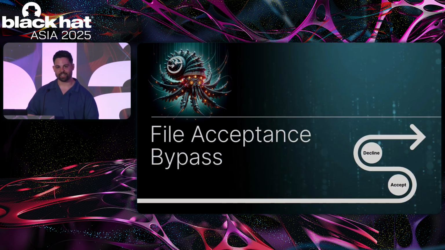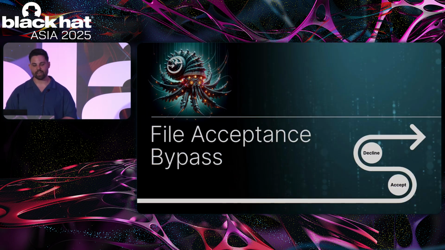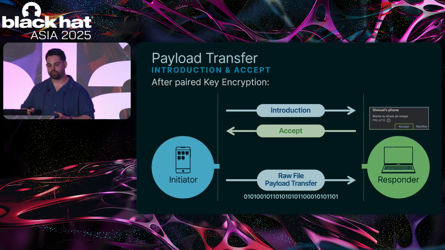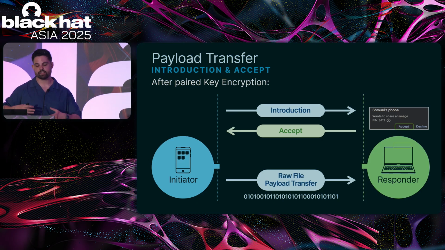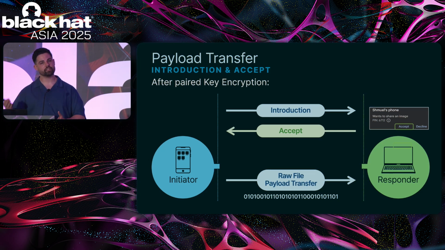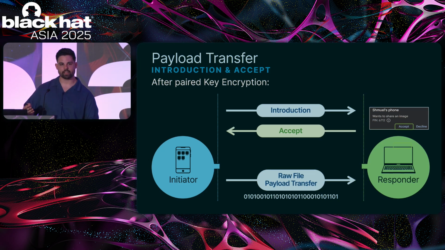So the first vulnerability that we'll be talking about is the file acceptance bypass. If you remember, before the initiator sends a payload transfer packet with the file itself, it first sends a file introduction dialog and waits for an accept packet to be sent. Only then it sends the actual file.